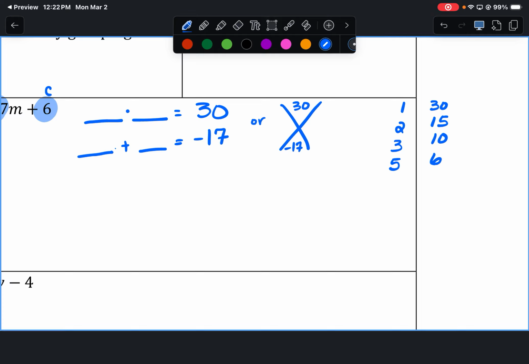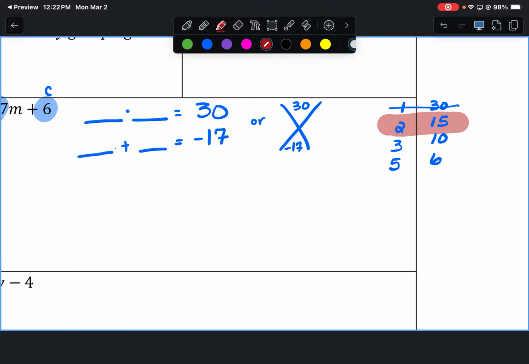And so what we have to do is figure out if there is any way we can combine these numbers to get negative 17. Is there any way I can combine 1 and 30 to get 17? No. Is there any way I can combine 2 and 15 to get 17? Yes. Okay.